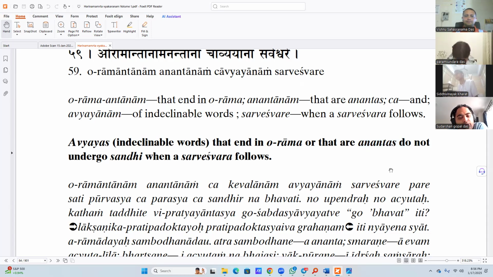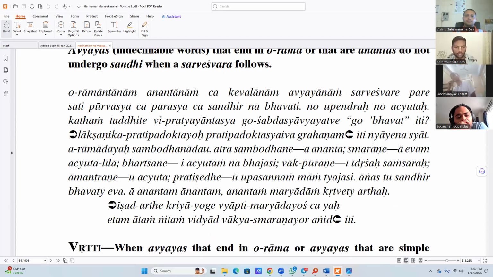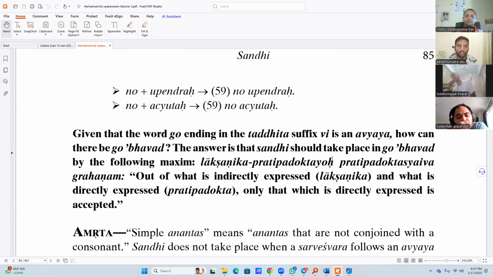So one thing is that those 6 letters are normal aksharas, letters, but those 6 letters are also avyayas, and they mean something. Individually, they also mean something. So when they are used in such avyaya sense, and if there is any Sarveshwara following, there will be no sandhi. Let me show you. Jiva Goswami gives examples here.